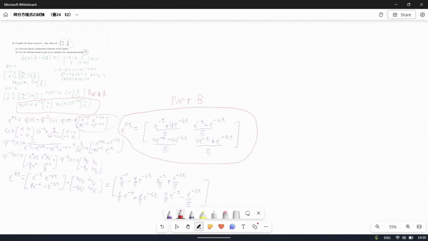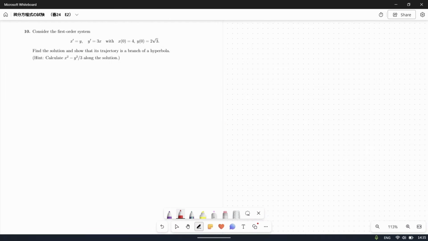Nice. Number 10. Consider the first order system x prime equals y, y prime equals 3x, and x of 0 equals 4, and y of 0 equals 2 root 3. Find the solution and show that its trajectory is a branch of a hyperbola.